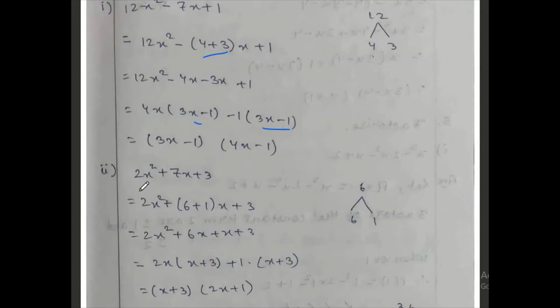Second question, 2x square plus 7x plus 3. Split the middle term. First number, last number, the product is coming 6. Now the last sign is plus, so by addition I have to break 7. So 6 ones are 6, and 6 plus 1 is 7. So let us break it. So 2x square plus 6 into x, 6x, plus 1 into x, 1x, plus 3. From the first and second, let us take 2x common, remaining x plus 3. From the last two, plus 1 is common, remaining x plus 3. X plus 3 common out, remaining 2x plus 1.